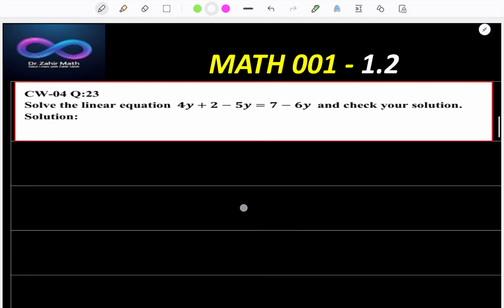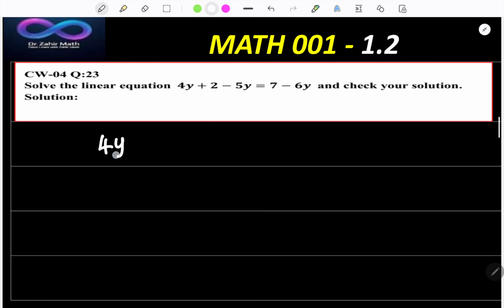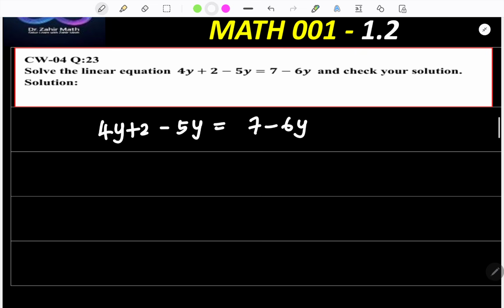Solve the linear equation 4y + 2 - 5y = 7 - 6y. Teacher, in school I always take x on the right side and the number on the left side. Okay, you can do it, no problem. But make sure you are moving terms correctly. If it is minus on one side, moving to the other side it becomes plus. If it is plus on one side, moving to the other side it becomes minus. Be careful with the signs when you are moving.